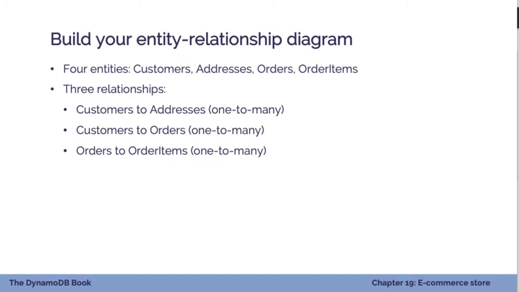So again, let's just look at that. 4 entities: customers, addresses, orders, order items, and 3 relationships: customers to addresses, which is one-to-many, customers to orders, which is one-to-many, and orders to order items, which is one-to-many.